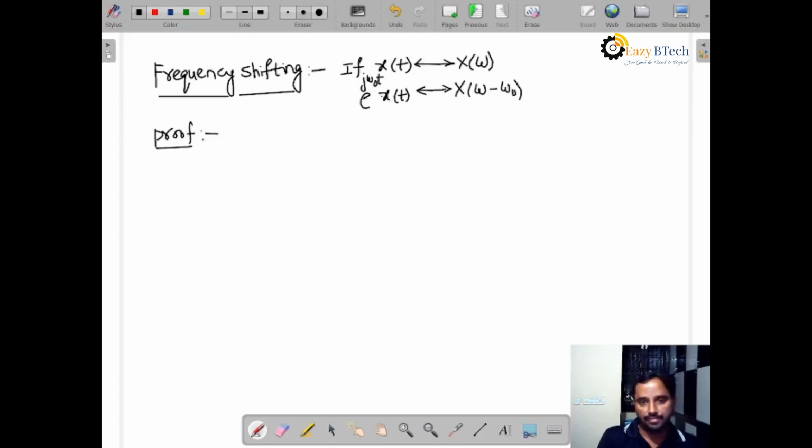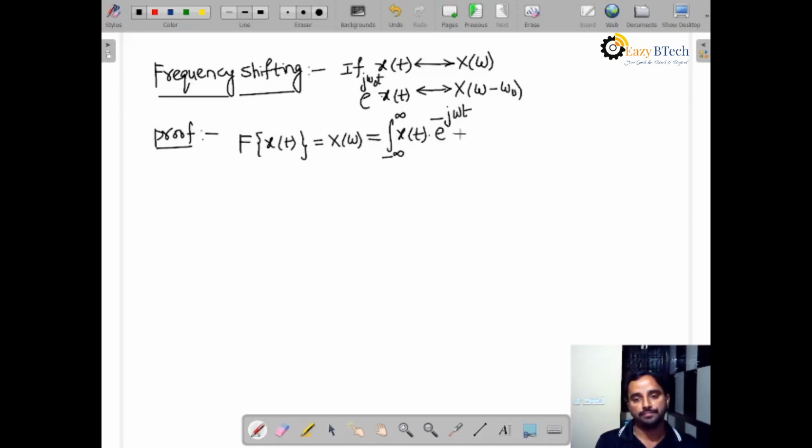All proofs are done with the help of the Fourier transform formula only. So write that Fourier transform formula. The Fourier transform of x of t is capital X of omega, equal to the integral from minus infinity to plus infinity of x of t e to the power minus j omega t dt. This is the Fourier transform of x of t. Now I am going to take the LHS, the left hand side.